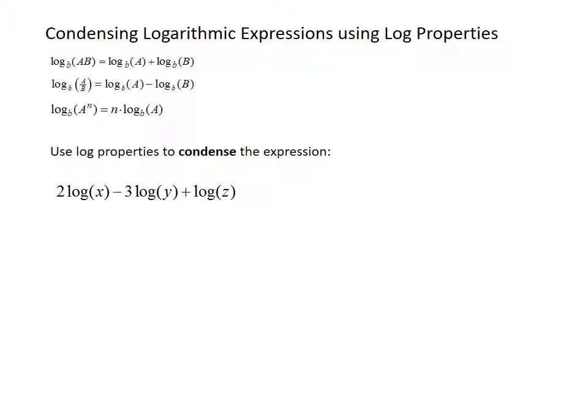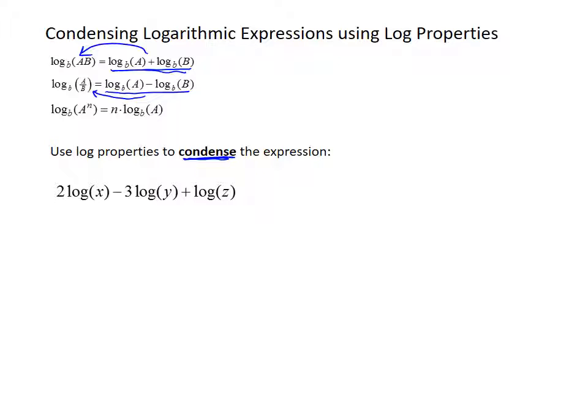Our three log properties can also be used to condense an expression. What I mean by condense is go from two or more logs in an expression backward to having a single log. So basically, if we had two logs that were subtracted, we could take that back to a single log of the quotient of the original inputs, or if they're added, back to a product of the inputs.